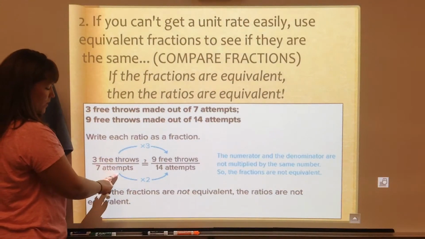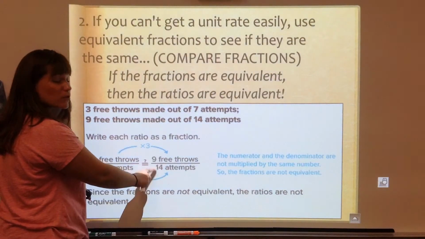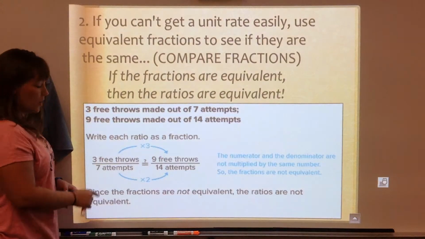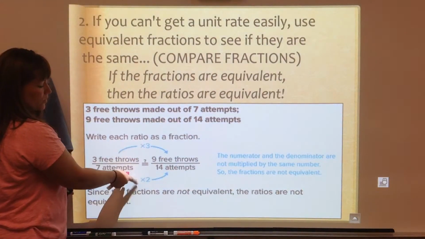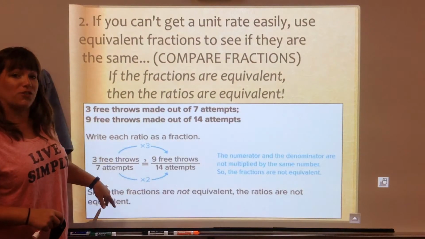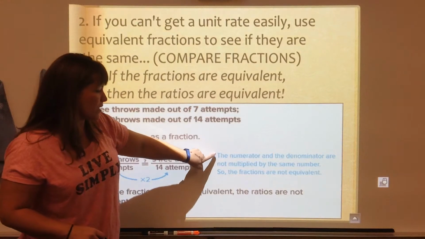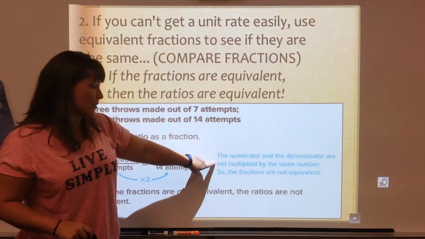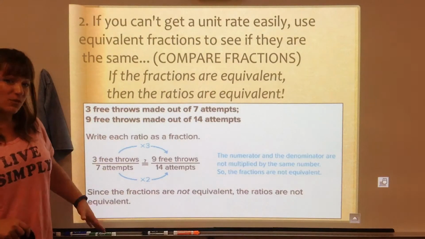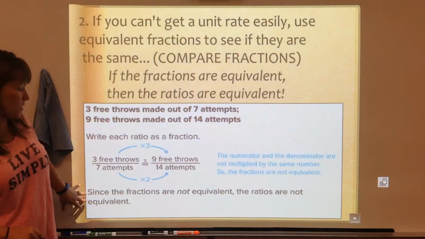What we've done here is, how do you get from a 7 to a 14? Well, you can times 2. How do you get from a 3 to a 9? Oh, you can times 3. But since these numbers, 3 and 2, are not the same, you know that these fractions are not equivalent. So the numerator and denominator are not multiplied by the same number, so the fractions are not equivalent. And the explanation for when it doesn't work out, since the fractions are not equivalent, the ratios are not equivalent.